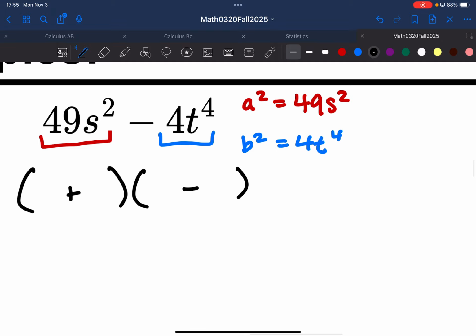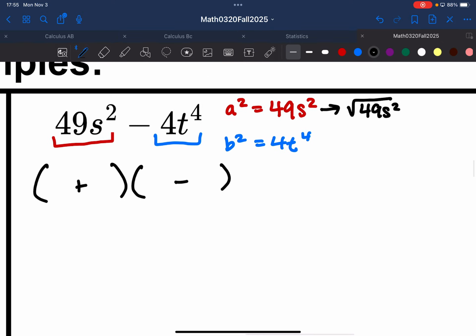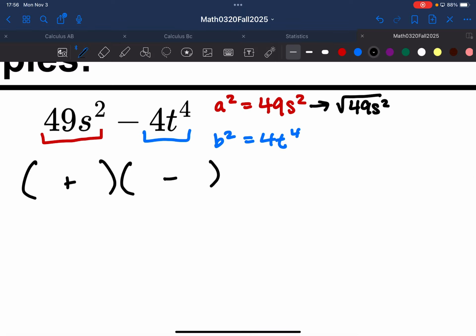Okay. So let's look at a squared first. In order to get just a, we have to take the square root. So we're going to take the square root of 49s squared, which would be 7 for 49, and then the square root of s squared will just be left with s. So that means I have 7s first.